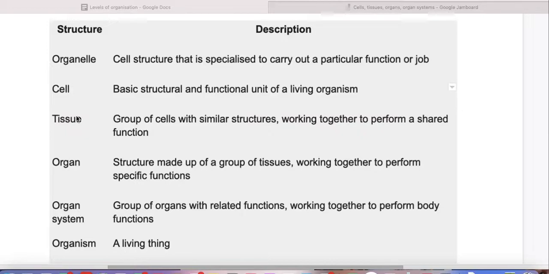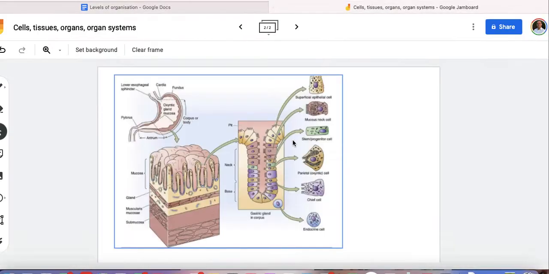And then when we put lots of different organs together, we end up with something called an organ system. And then when we put all of the organ systems together, we end up with an organism. And as we know, an organism is a living thing. So let's look at a specific example.